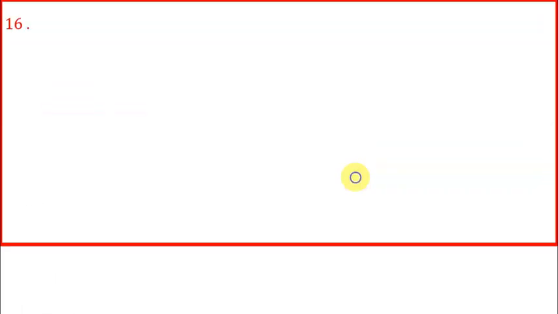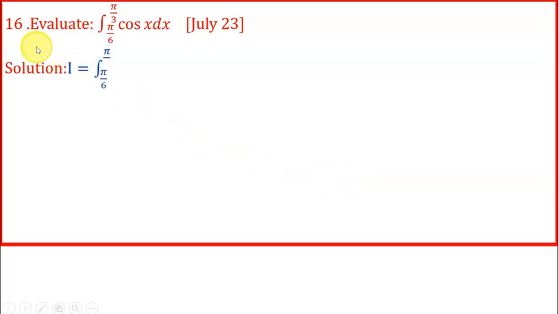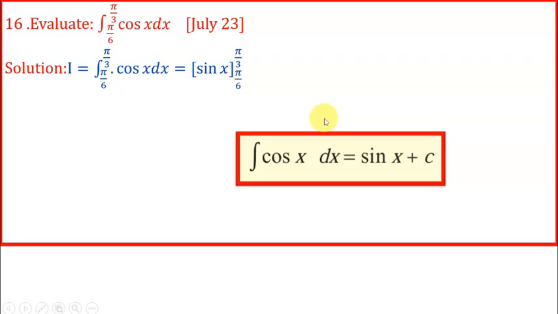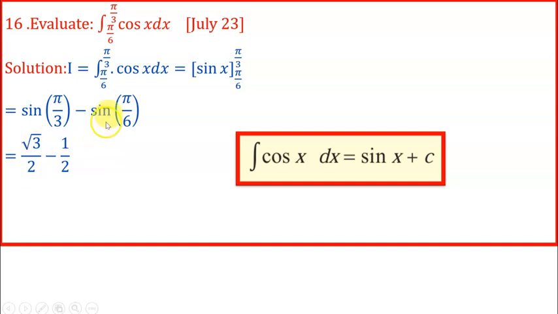Now next question. Evaluate the integral pi by 6 to pi by 3 cos x dx. Now the integral of cos x is sin x. Lower limit is pi by 6, upper limit is pi by 3. Okay, the integral of cos x is sin x. Therefore, here replace x by pi by 3 and pi by 6. Sine of pi by 3 is root 3 upon 2. Sine of pi by 6 is 1 upon 2. And after simplification, you will get I is equal to root 3 minus 1 upon 2. This is the answer.